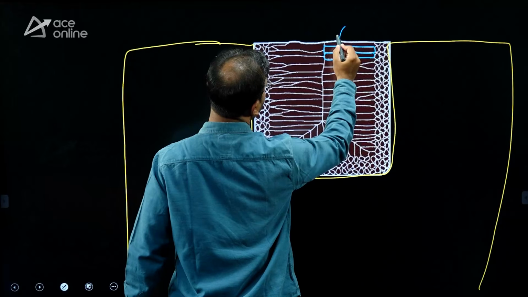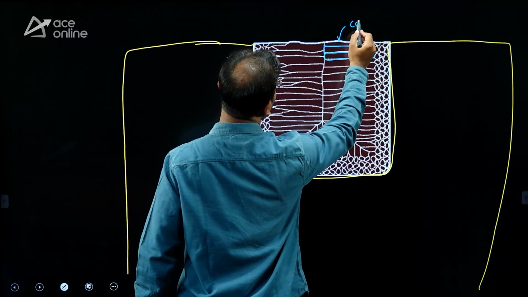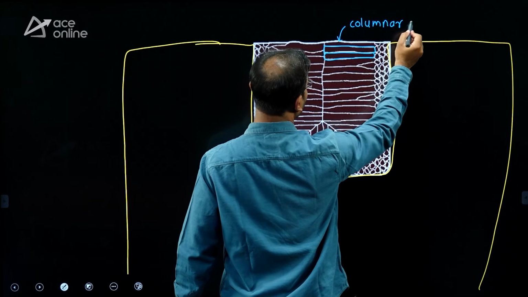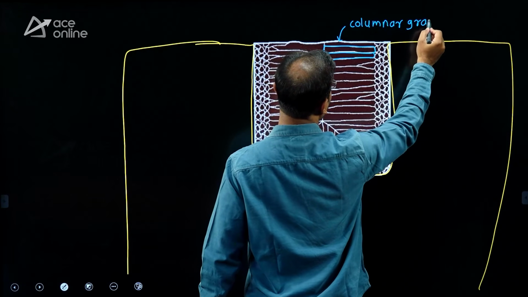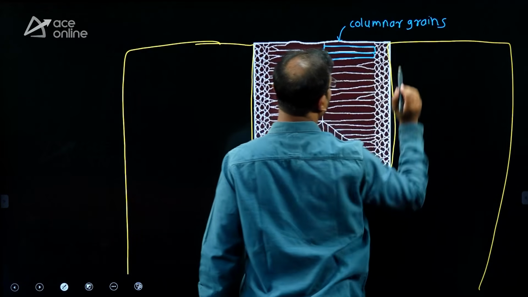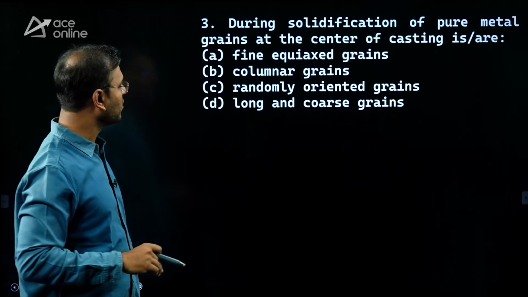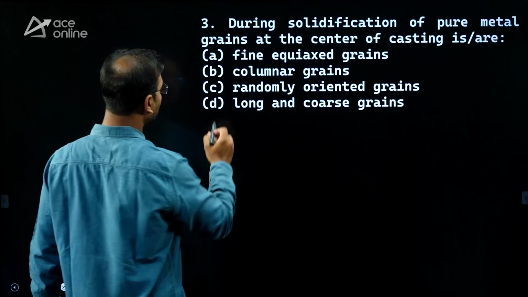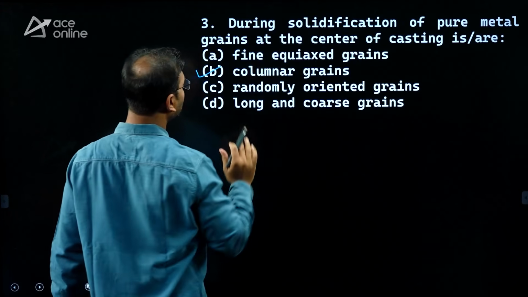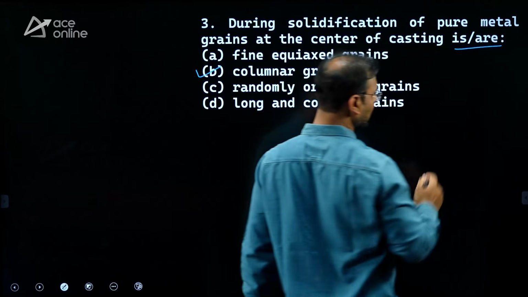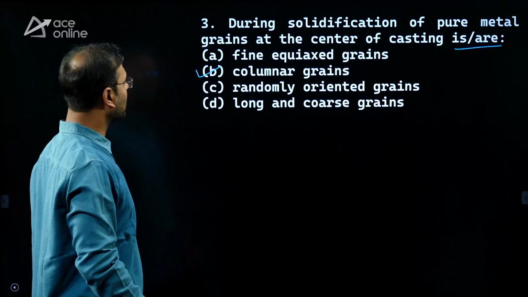Here I am saying these are the columnar grains. Column-like grains are going to form here. Is the option columnar grains? Correct. Option B is there. Okay, but here it is written "is or". This is a multiple select question here. Columnar grains is the correct answer.